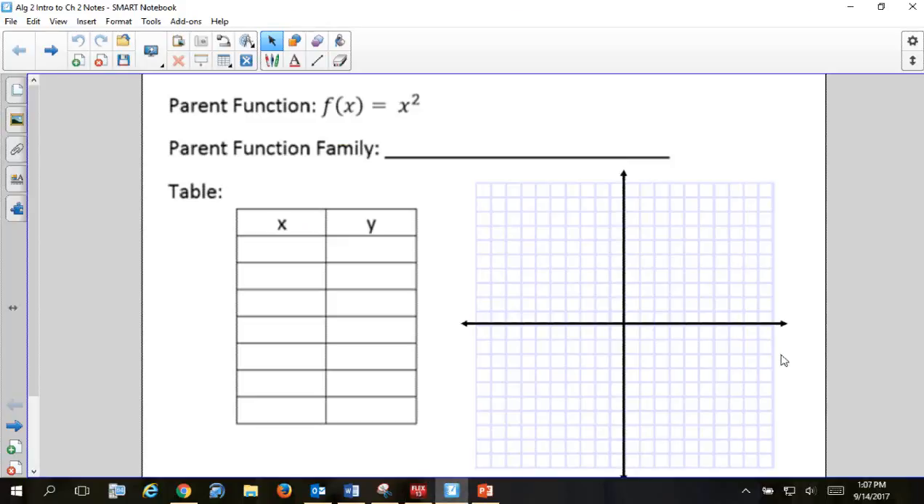So we're doing an entire chapter on quadratics. An entire chapter. All of chapter 2 is quadratic. So we start with our family name, quadratic.